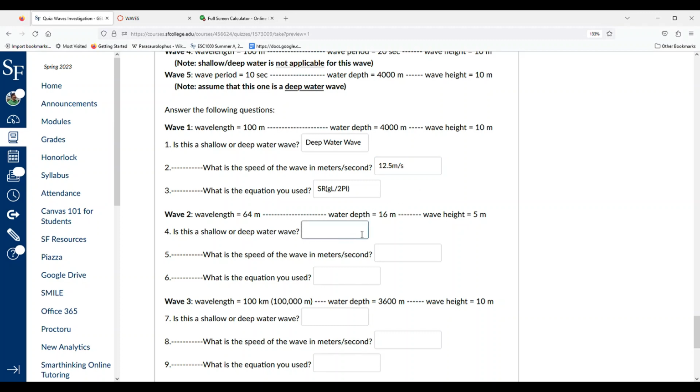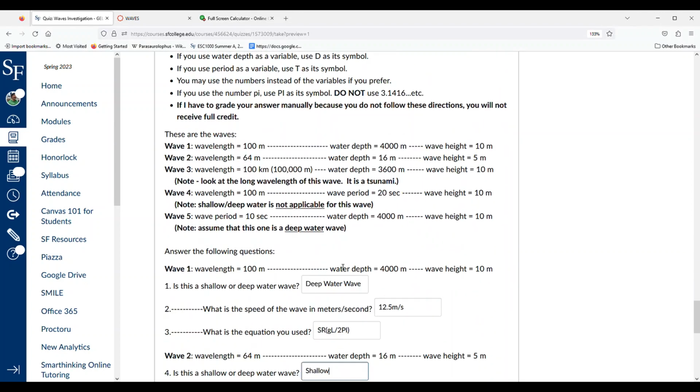Our second wave has a wavelength of 64 meters, water depth of 16.5 meters, and again, this is irrelevant. So is this a shallow water or deep water wave? The wave base is 1/2 the wavelength, so 1/2 of 64 is 32 meters. And so the water depth is 16, so 16 is shallower than 1/2 the wavelength of 32. 16 is less than 32, so this must be a shallow water wave.